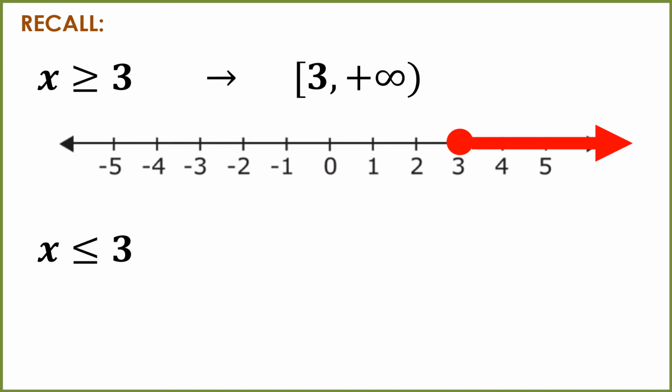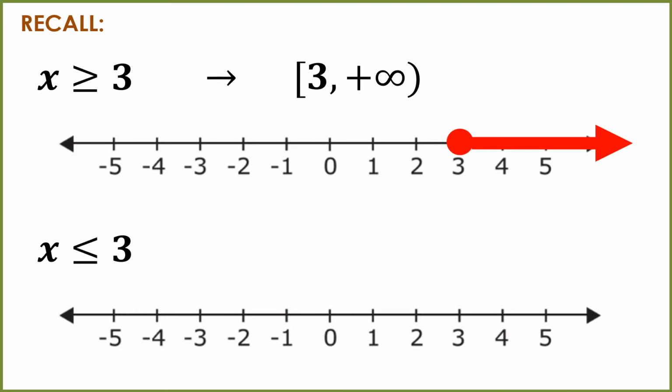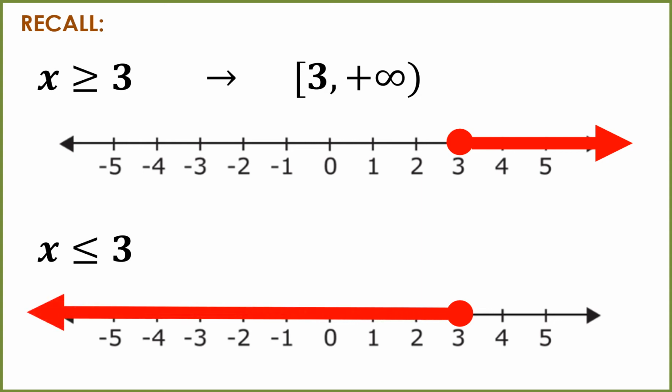Now, how about if we have here x is less than or equal to 3? Again, since it is less than or equal to, we are going to use a solid circle on 3. And since it is now less than, our graph will move to the left. Our solution set will be from negative infinity to 3, where 3 is included. That is why we have to use a bracket.